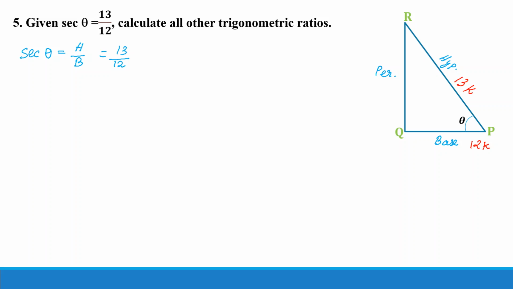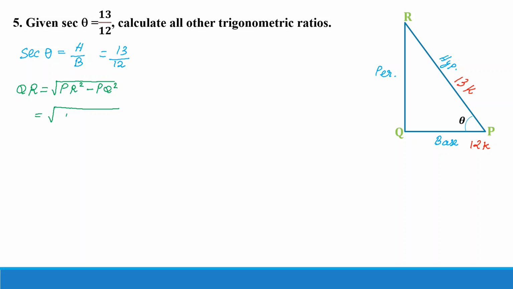So if we calculate, now I am writing it in a little bit shorter way. I'll just write QR is equal to square root of PR square minus PQ square. Once again, remember to take the variable. I have taken K, you can take any other variable, you can take A, X, anything.